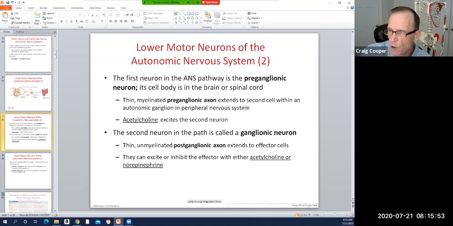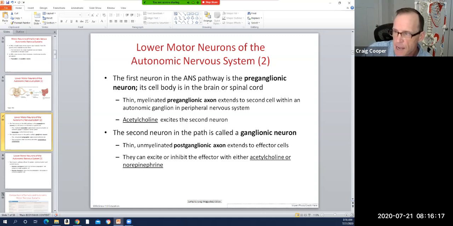I mentioned earlier that within the autonomic nervous system, we have both the sympathetic and the parasympathetic. The parasympathetic only uses acetylcholine. So it's really just the sympathetic side that would potentially be using that norepinephrine. But the sympathetic also can use acetylcholine. So it is a little confusing.